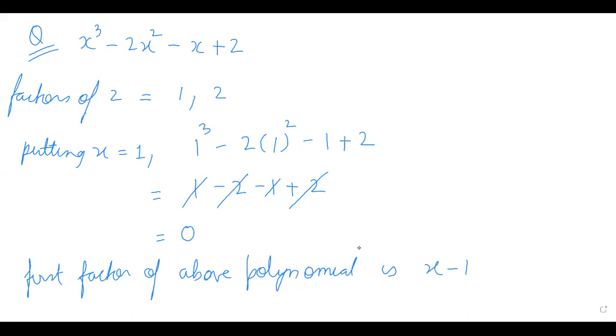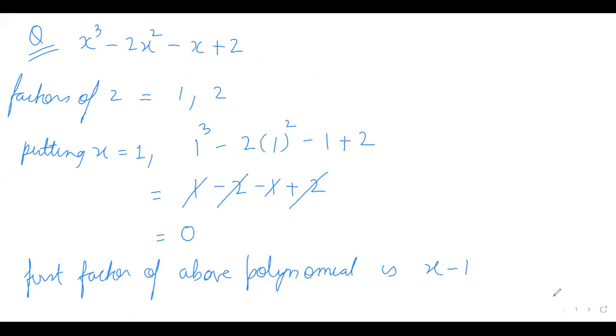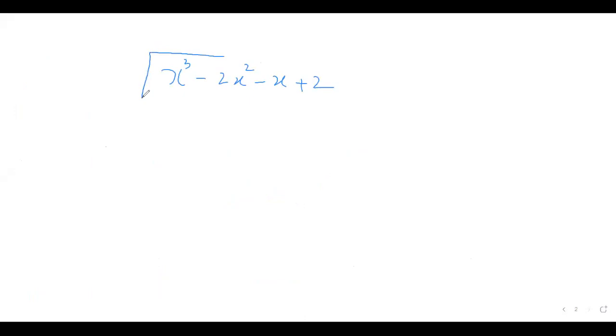So I told you we will be performing long division. Okay, so x cube minus 2x square minus x plus 2. So let me check. Yes, and I will be dividing it by the one factor which I got. So I got x minus 1, that is one factor. So I am dividing it. And if you remember, उसके बाद हमें quotient क्या मिलता है? We will be getting quotient as quadratic polynomial.